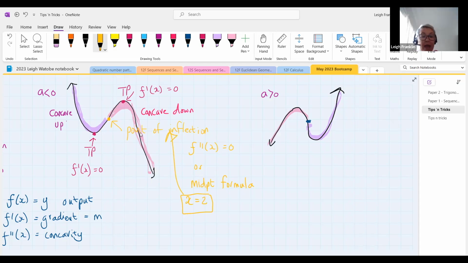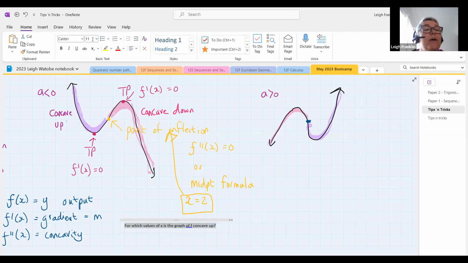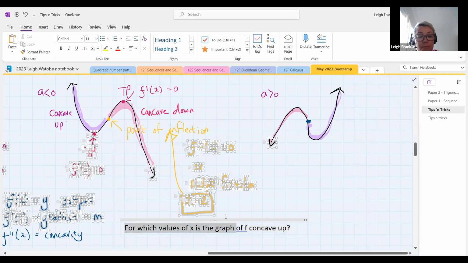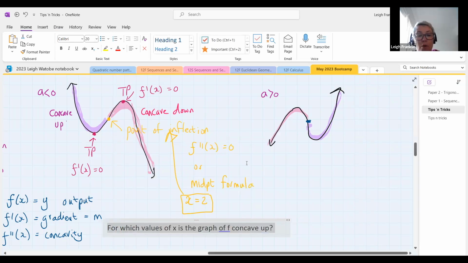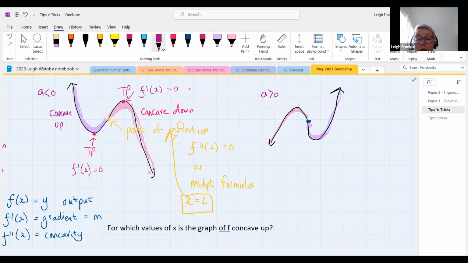If they said to you, for which values of x is the graph concave up? I'm just going to type that. For which values of x is the graph of f concave up? I don't know if that's big enough for everybody to see. Let's make it a little bit bigger. You would say for the graph on the left, the graph is concave up when x is a number that is smaller than 2.